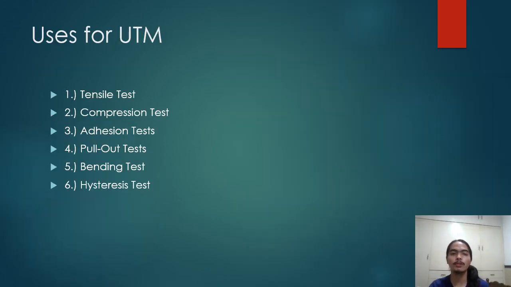Finally, we have the uses for UTM. As you can see, the word universal in Universal Testing Machine can be derived from the many uses of UTM itself. It can be used in tensile test, compression test, adhesion tests, pull-out tests, bending test, hysteresis test, and many more. UTM can also be used to test a wide variety of materials such as concrete, steel, cables, springs, steel wires, chains, slings, links, rope, winches, steel ropes, and many more.